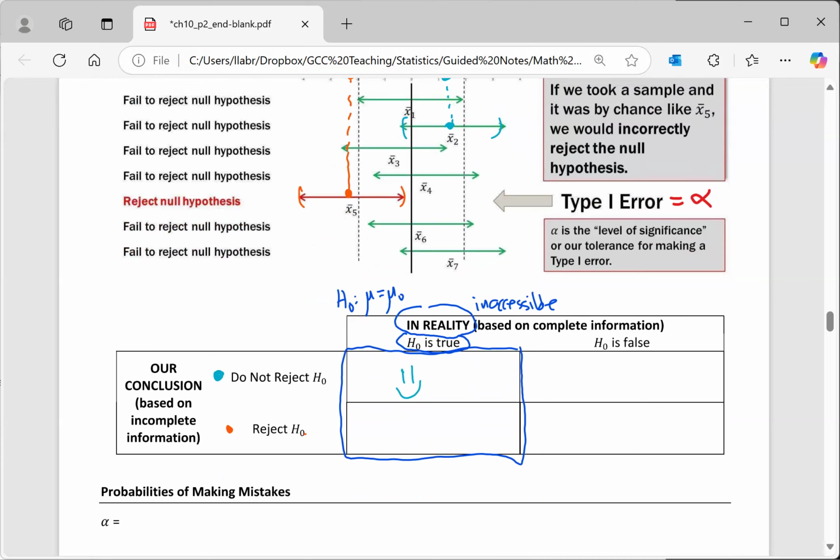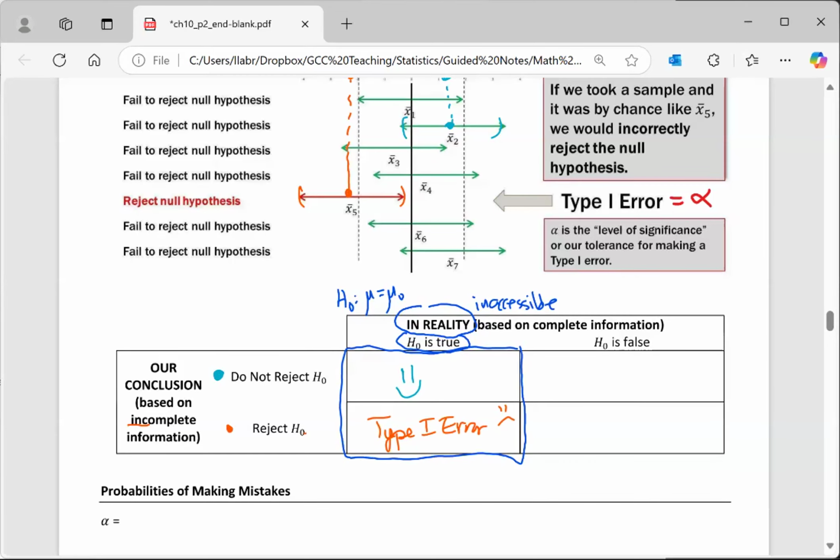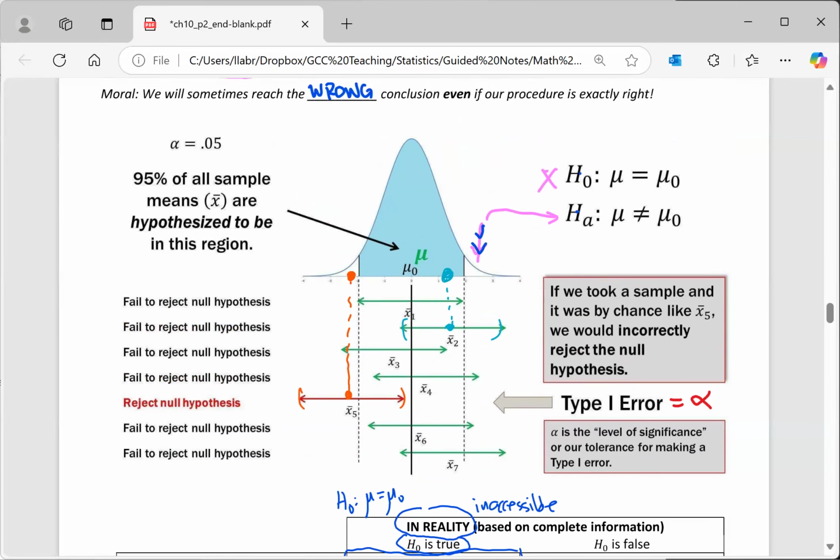And again, if I reject the null, that is based on a single sample, in other words, incomplete information, I'm going to make an error because in reality, we said H0 was true. So this would be a type 1 error. So that's unfortunate. We're reaching the wrong conclusion. And let me kind of stay with this right now. If the null hypothesis is really true, then you're only going to reject the null if you happen to land here, if you get a sample here or here.